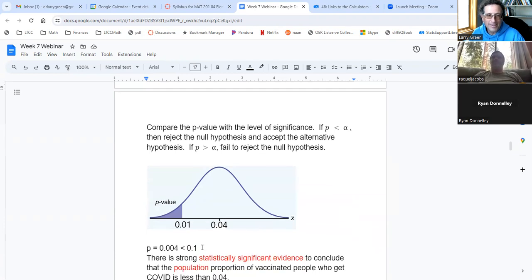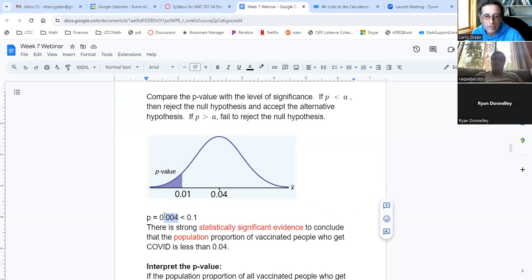And the p-value turned out to be 0.004. Okay. So again, 1% of the sample got COVID, when you would expect 4%, but you want to do more than that. You want to say, well, maybe that was just an occurrence that could happen. How unlikely would it be for 1% of the population, or 1% or fewer of the population, to get COVID if the shot does nothing for you? And that's what the p-value is.